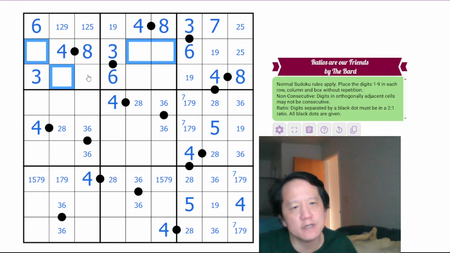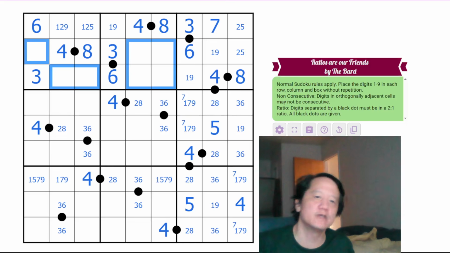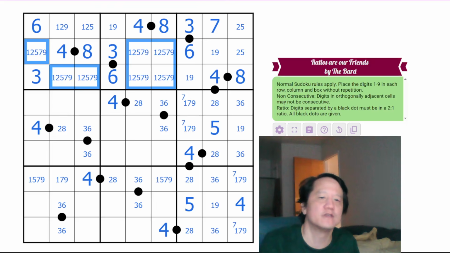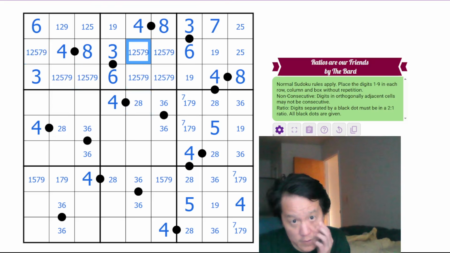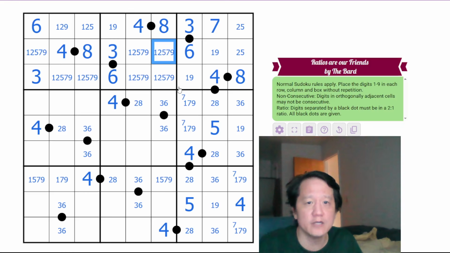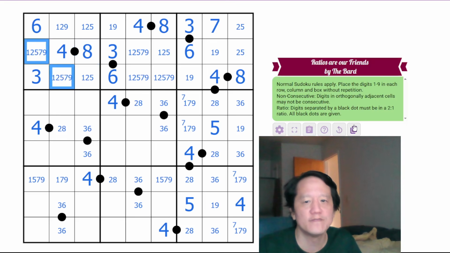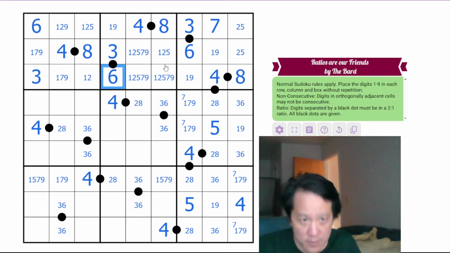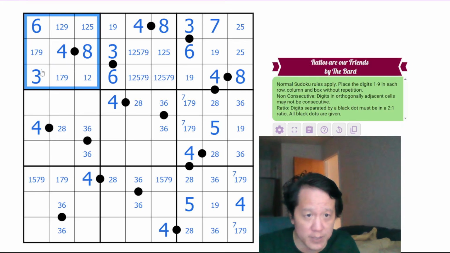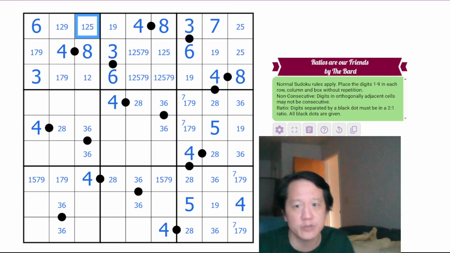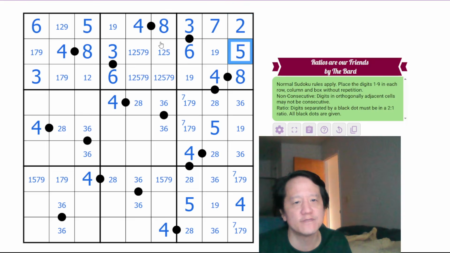Remaining digits in rows 2 and 3, we have 1, 2, 5, 7, 9. 7 and 9 cannot be next to 8, so no 7, 9 here, no 7, 9 here. 4 cannot be next to 5. 2 cannot be next to 3. 5 cannot be next to 6. So where is 5 in this upper left-hand box? Cannot be sharing an edge with the 4 or 6, so it has to be here. So that's 5, which makes that 2, which makes that 5.